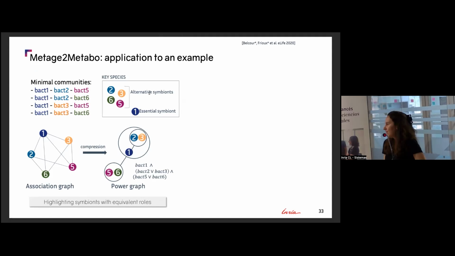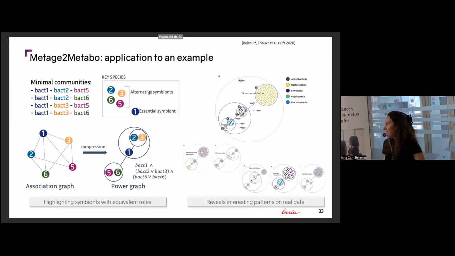So we compress these graphs in order to have a better readability of the association of symbionts and to identify groups of equivalent microbial populations in the minimal communities. So here it tells you that each of the 4 minimal communities has always symbiont bacterium 1, either 2 or 3, and either 5 or 6. So we know which groups have equivalent functions. And we actually tested it on real data, and we identified interesting patterns of members having similar functions with respect to the biological objectives that we targeted.